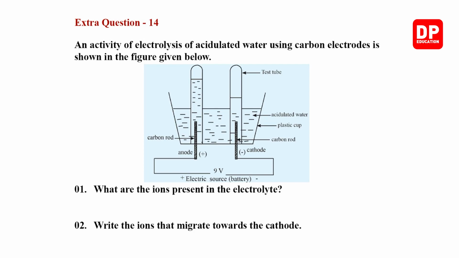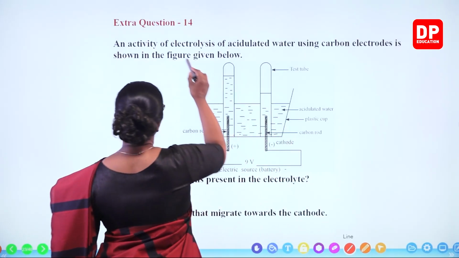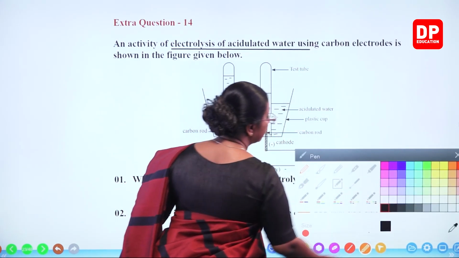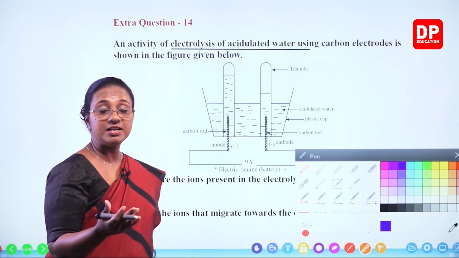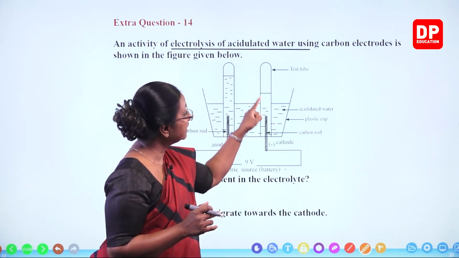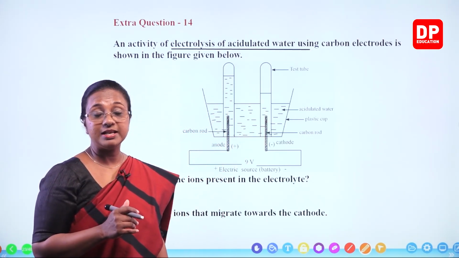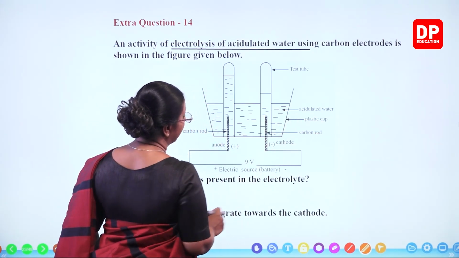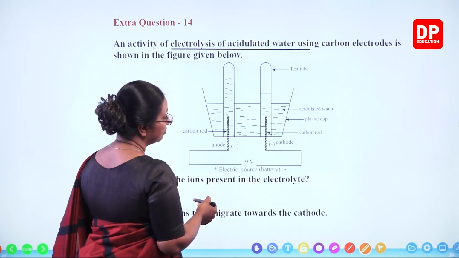That is extra question 14. An activity of electrolysis of acidulated water using carbon electrodes is shown in the figure given below. So, when we have electrolysis of acidulated water, you can remember, students, the particular electrolytic cell is somewhat different from the other electrolytic cells. Why? Because we need to collect the gases evolved or liberated at the two electrodes. So what do we use? We use a plastic cup. Here you can see the plastic cup. Inside that we take the acidulated water.